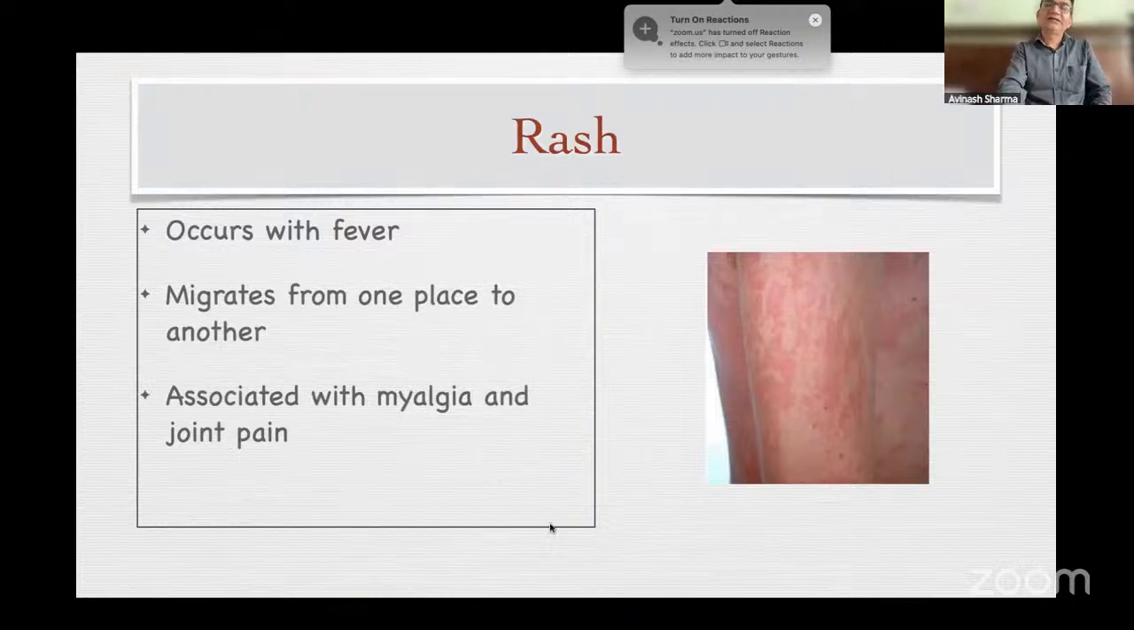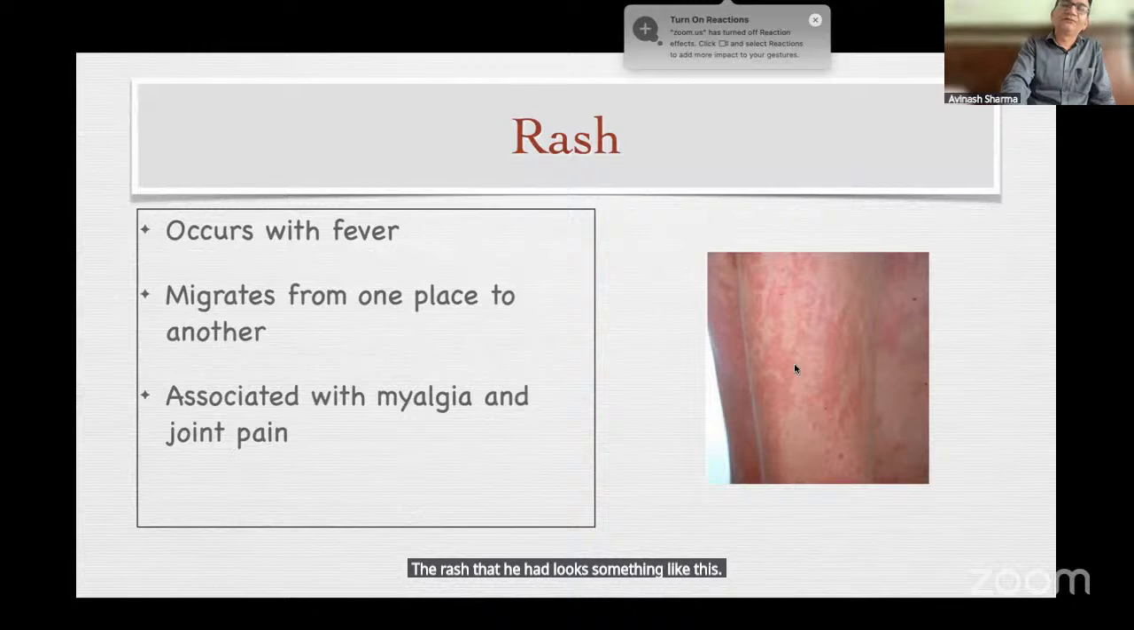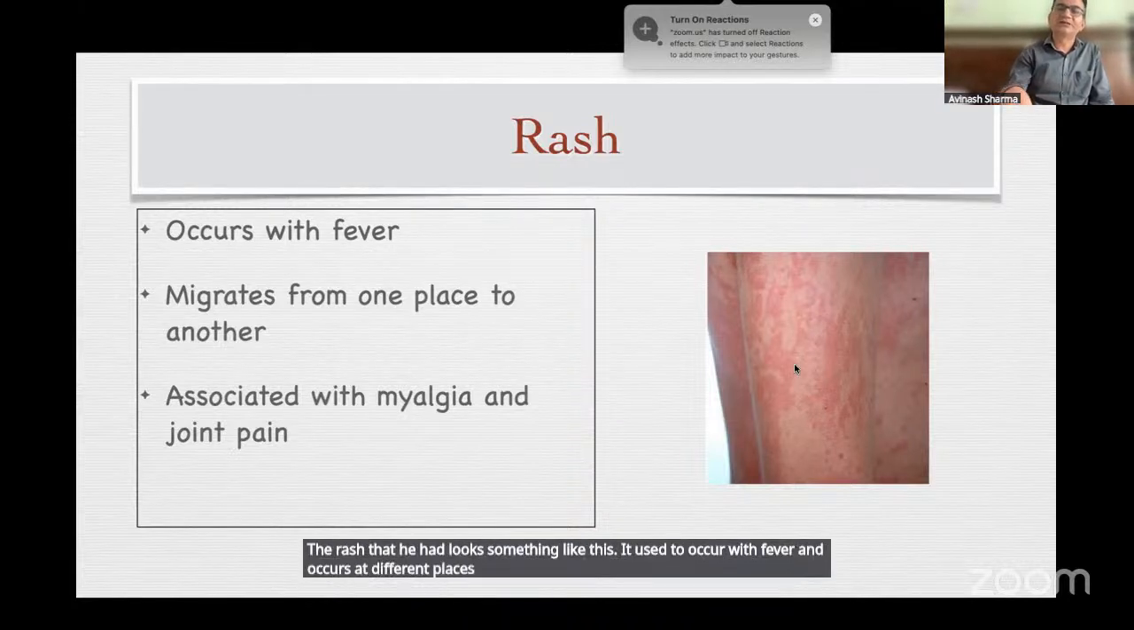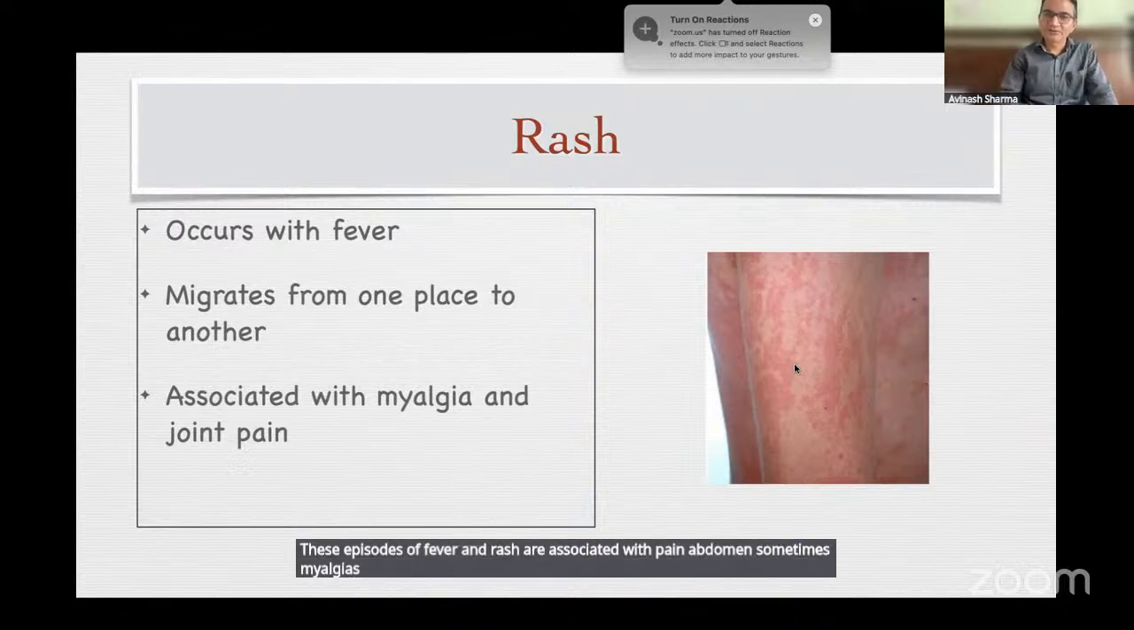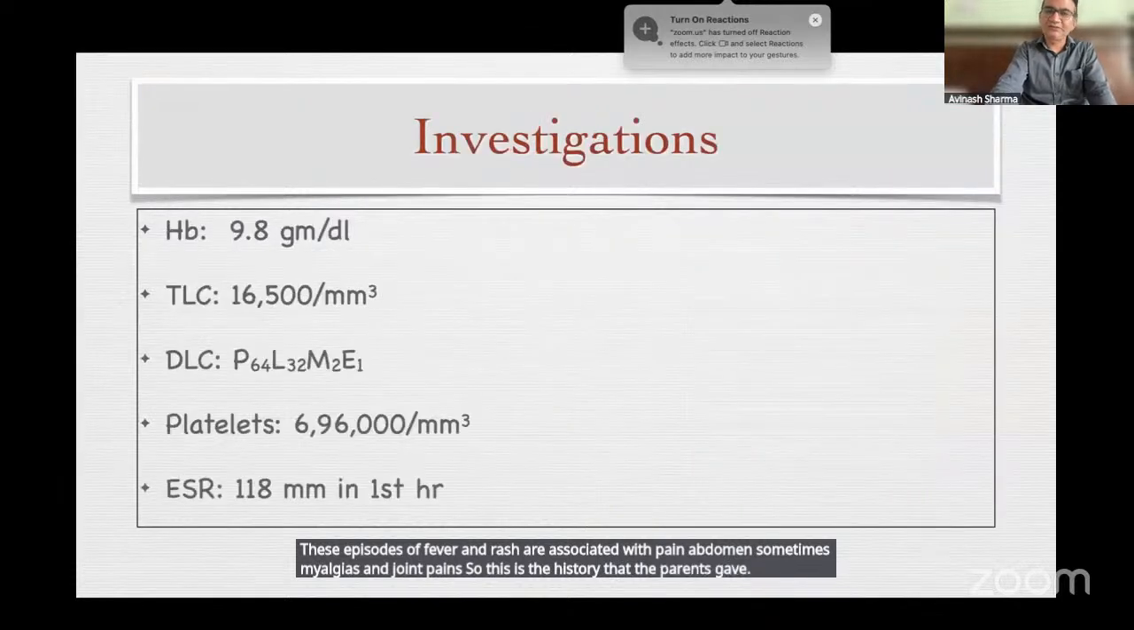The rash that he had looks something like this. It used to occur with fever and occurs at different places, sometimes over the limb, sometimes over the trunk, and migrates from one place to another. These episodes of fever and rash are associated with pain abdomen, sometimes myalgias and joint pains. So this is the history that the parents gave. There was no significant family history.